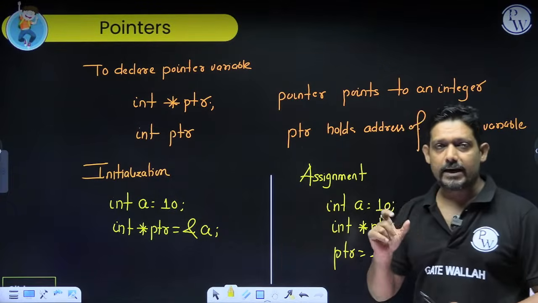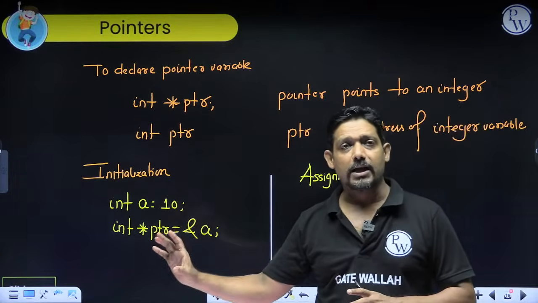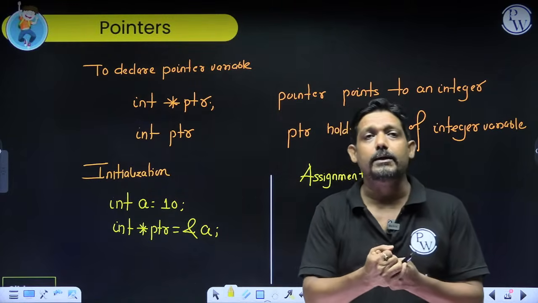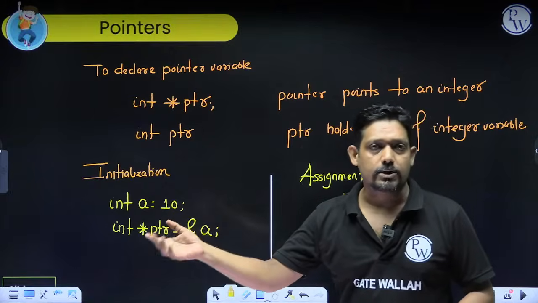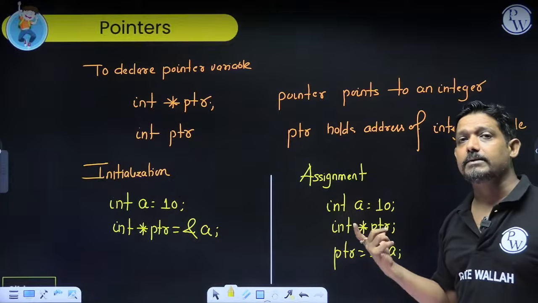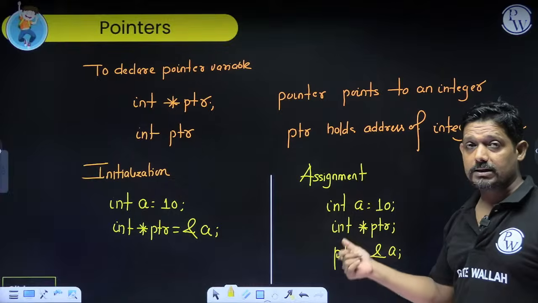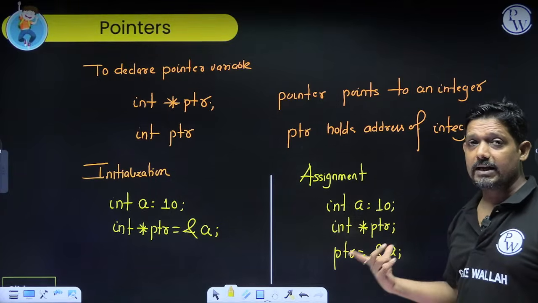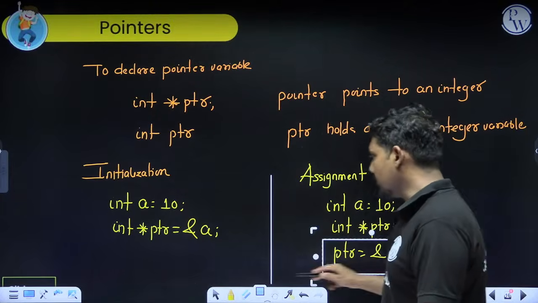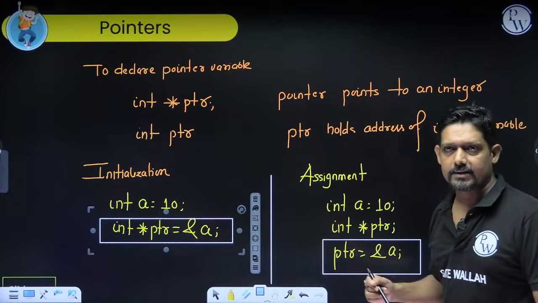Now see the very clear difference. When I am doing the initialization, there is a star and it is mandatory, because it's a declaration, so I have to say that it's a pointer variable. But after that, when I am assigning the address, I am saying ptr is equal to address of a. There is no star. Star ptr I have not written. ptr is equal to address of a. So point to be noted. This is the way initialization works. This is the way assignment works.